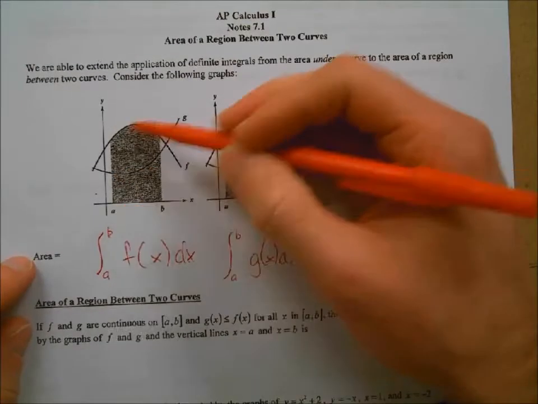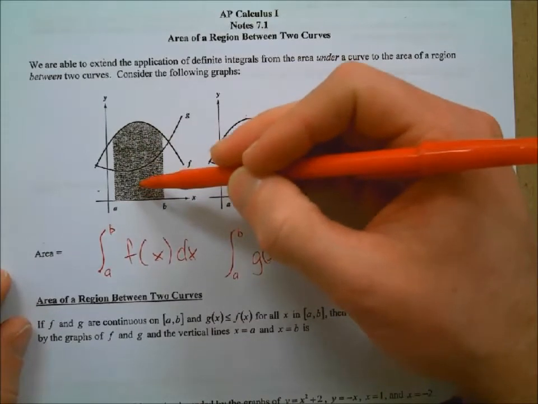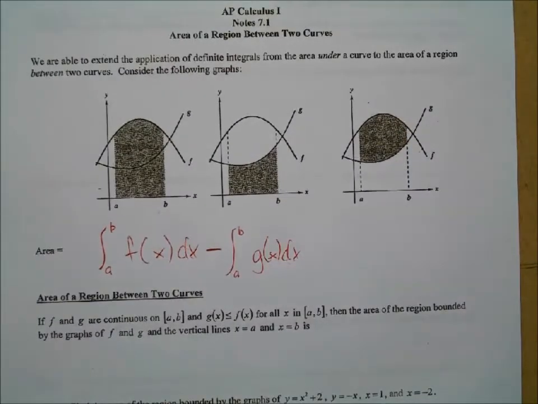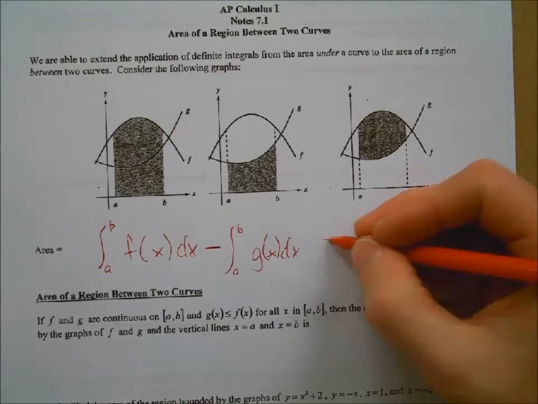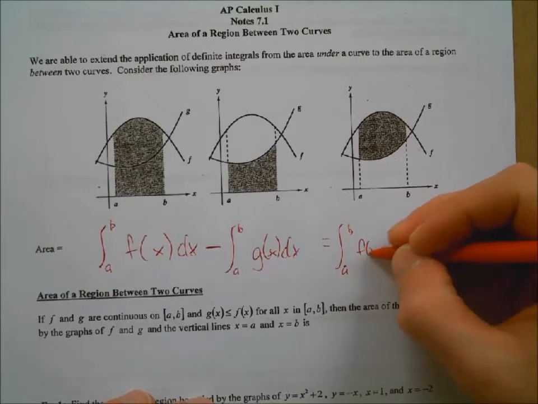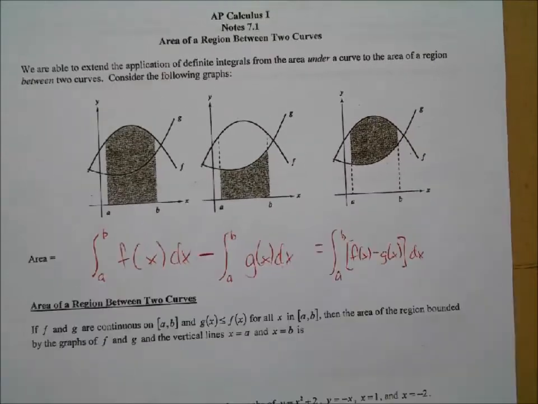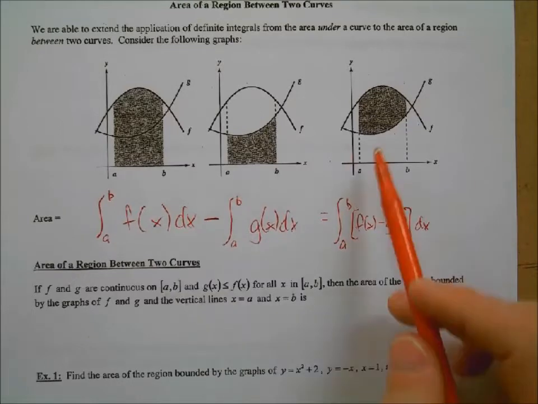f contains both that region that we're interested in and g's area. And so if we subtract off g's area there, then we get the area of this region right here. If you want to put that all together in one integral, it's the integral from a to b of f of x minus g of x dx. And that gives us the area of the region between the two curves, in this case from a to b.